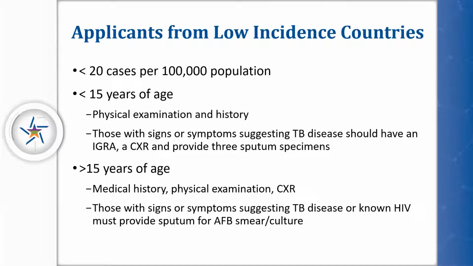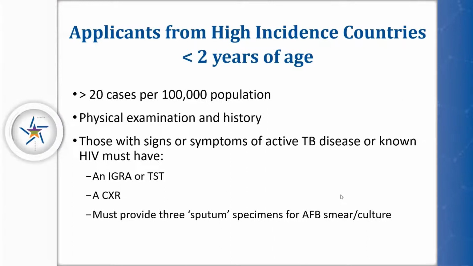Now for individuals over 15 years of age, you will see this same thing, regardless of what the incidence in the country is. The initial evaluation, the TB screening, involves a medical history, physical exam, and a chest x-ray. That is for all individuals who are at least 15 years of age. Those with signs or symptoms of TB or who are known to have HIV must also provide sputum for AFB smear and culture.